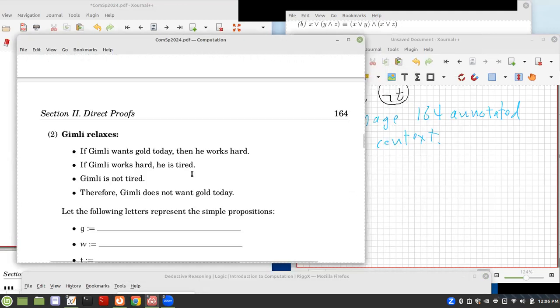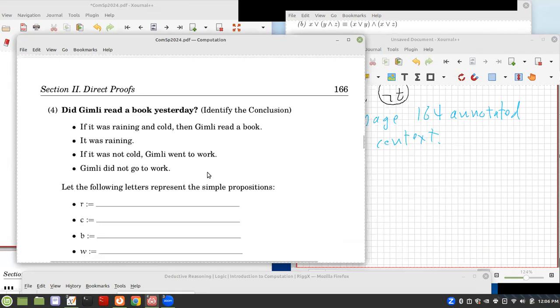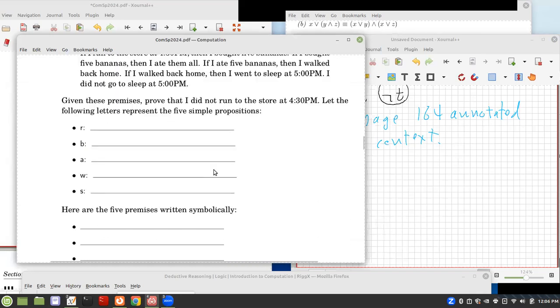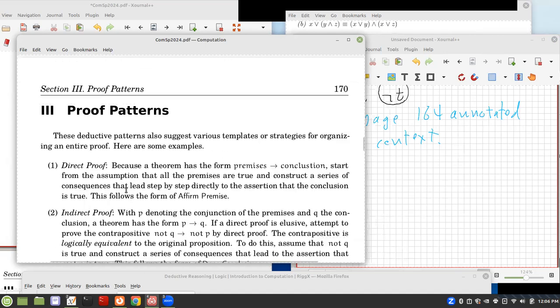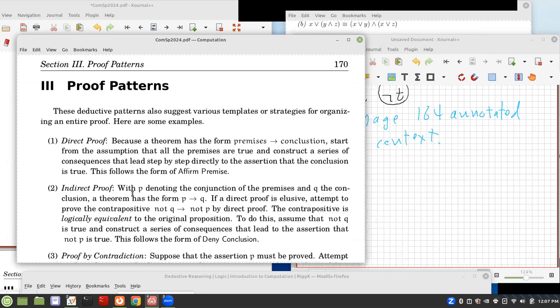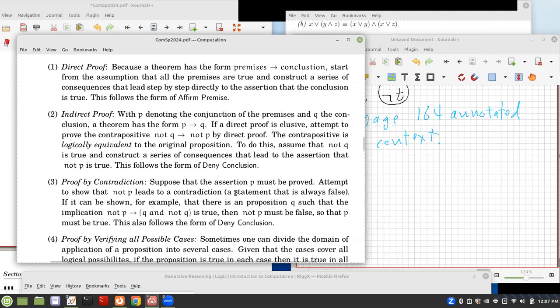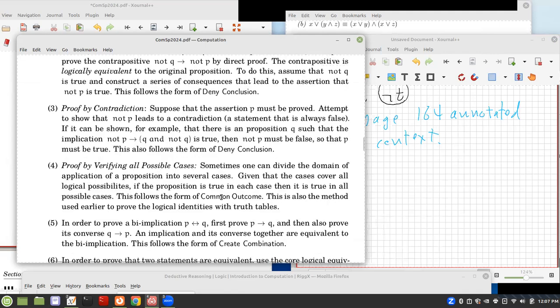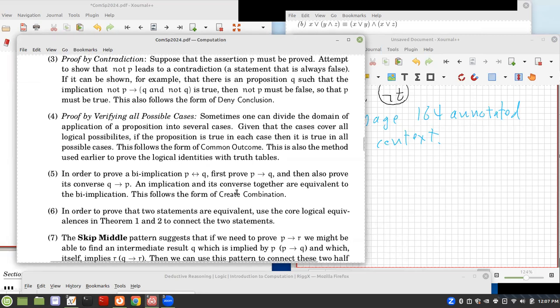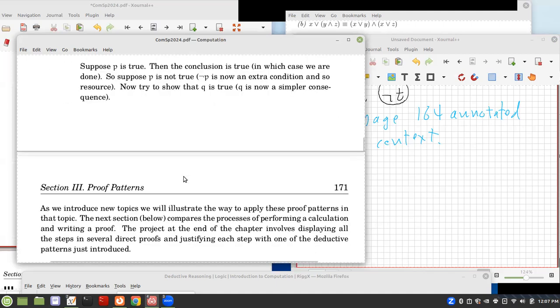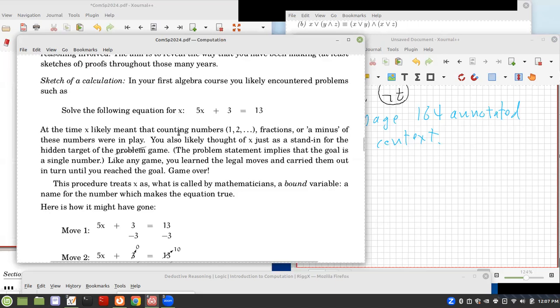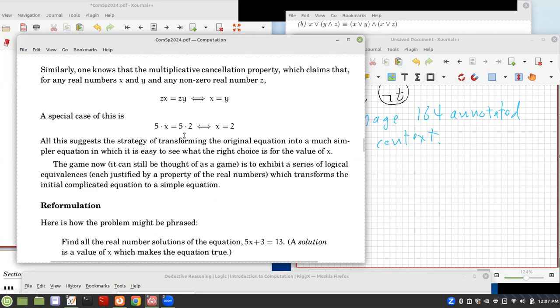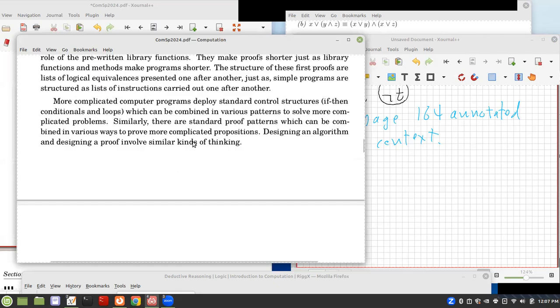At the end of this, we have a section on proof patterns, and I'm jumping over that in the text. The proof patterns here, because we've all been doing direct proofs so far, but there are other proof patterns which are all related to rules of inference. So for example, direct proof is related to affirm premise, indirect proof, deny conclusion, proof by contradiction, deny conclusion, verifying all possible cases is like common outcome. This one is create combination. There's one that's skip middle, create alternative. And there's an example here that shows you that calculations are in a way proofs, that you've already been doing this kind of stuff. Okay, a math example.